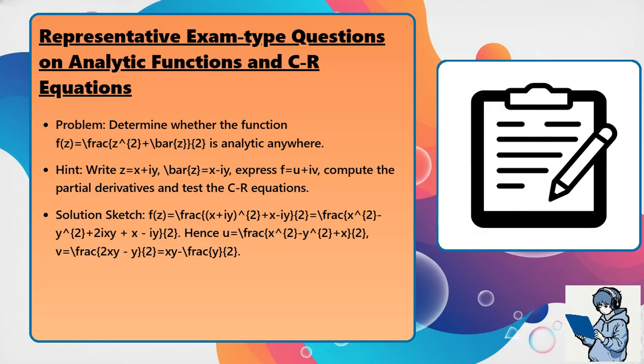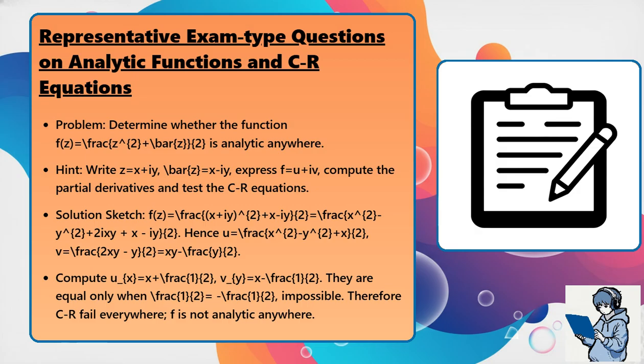Solution sketch: f(z) = ((x + iy)² + x − iy)/2 = (x² − y² + 2ixy + x − iy)/2. Hence u = (x² − y² + x)/2, and v = (2xy − y)/2 = xy − y/2.